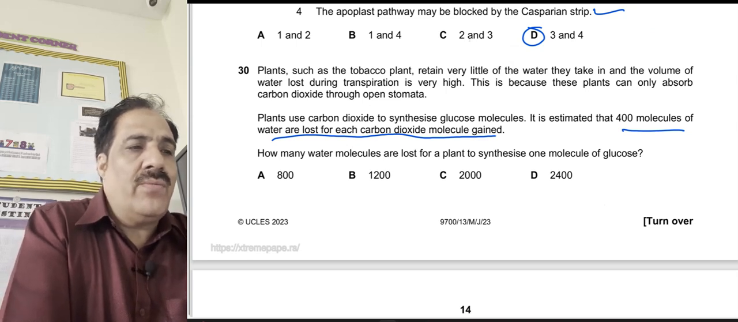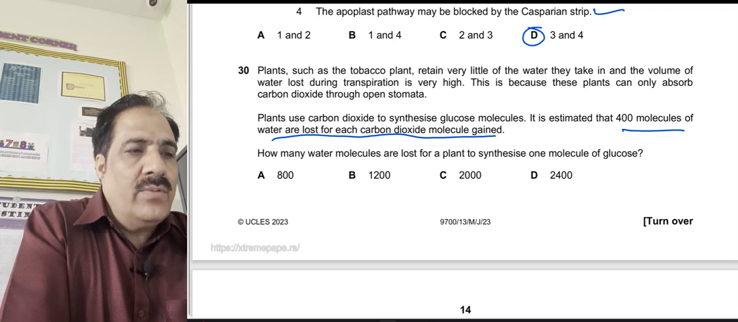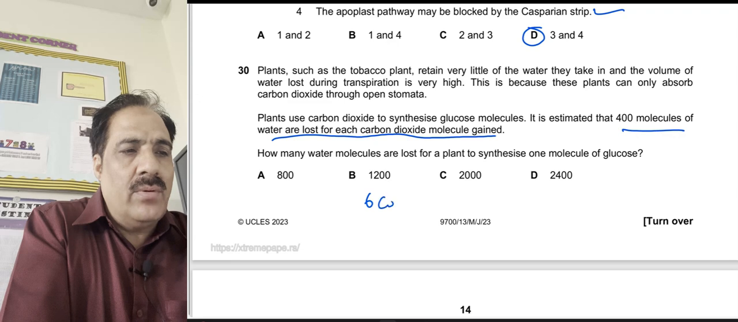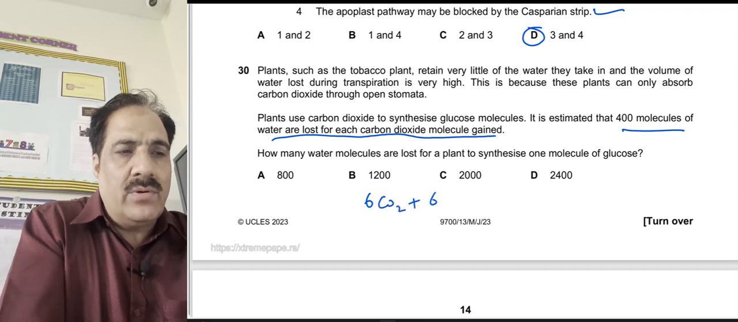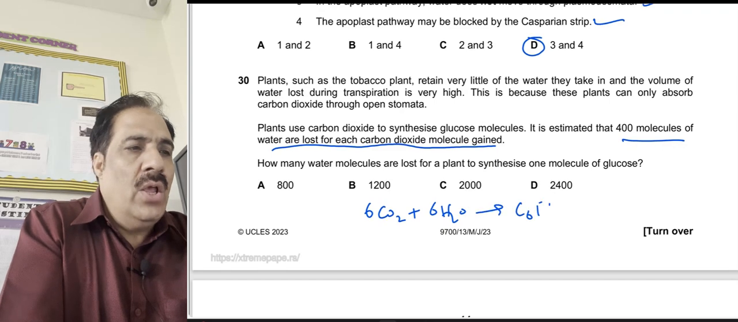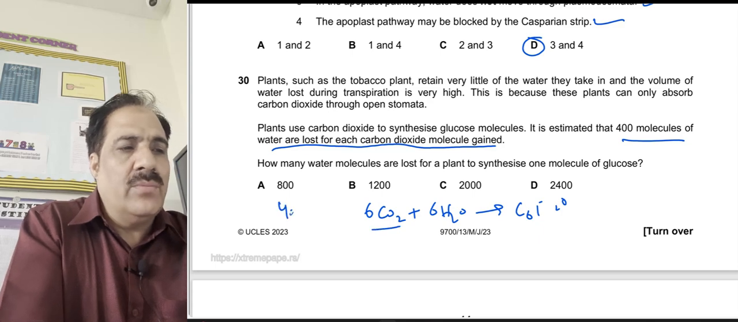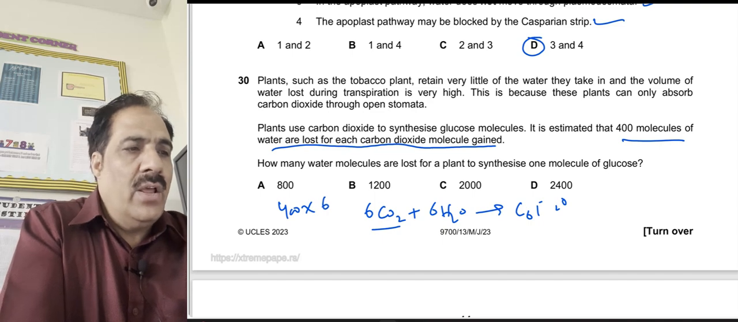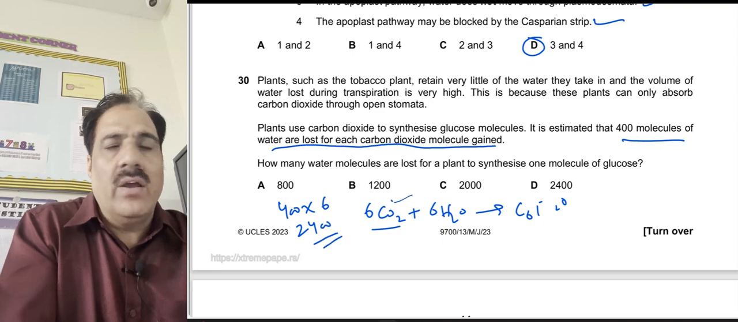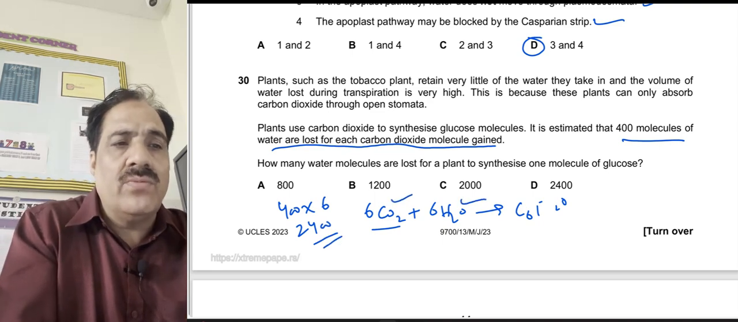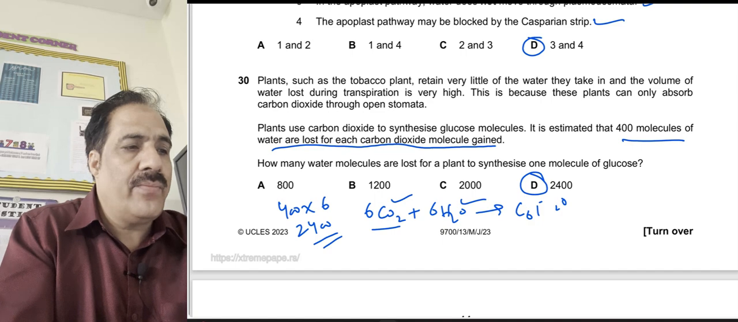So we know, 6 times carbon dioxide plus 6 times water gives us glucose and 6 times oxygen. So if 400 water molecules are lost for moving 1 carbon dioxide molecule, that means 400 times 6, because 6 are needed, is 2400. So then 6 carbon dioxide will fuse with the 6 water molecules. That means 2400 is the correct answer.